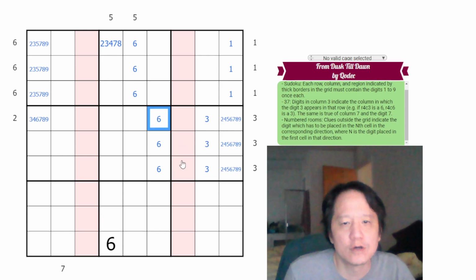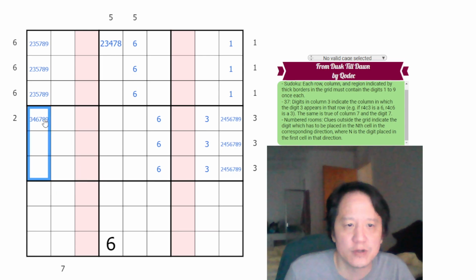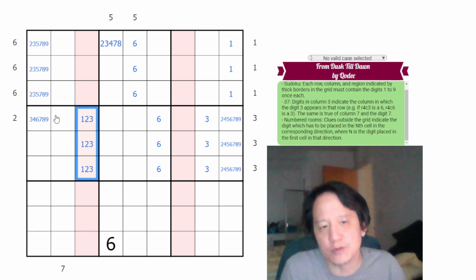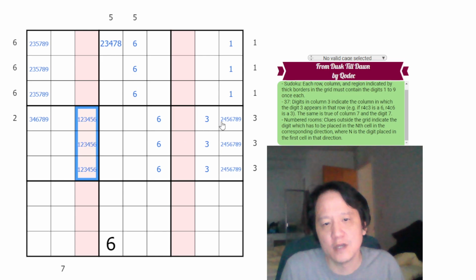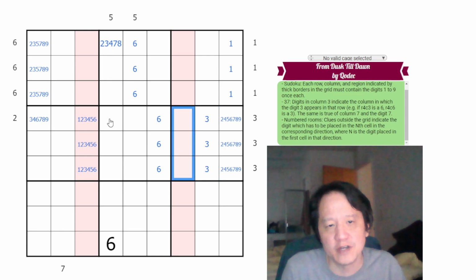2, 4. So that could be 3. So it could be, this could be 3. This could be 3. This could be 3. And this could be 3. So these all could be 1, 2, and 3. So for these 3, it could be 4, 5, 6, and it could be 8, right? It cannot be 7 and 9.